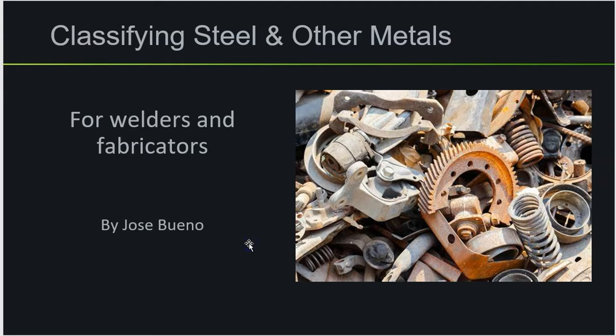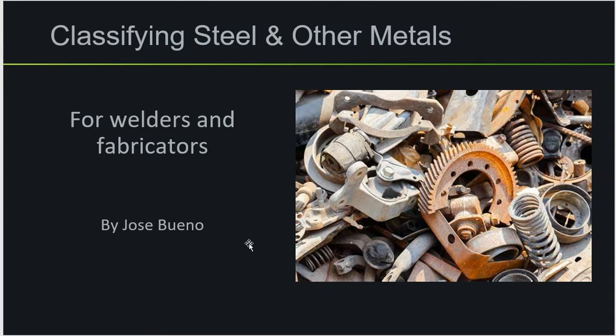So we're going to be talking about how steel is classified, and we're going to talk a little bit more about other materials, other metals. This is all going to be very important because as welders and fabricators, of course, the main material that we're working with is metal, more commonly carbon steel, sometimes stainless steel, aluminum, so on and so forth.